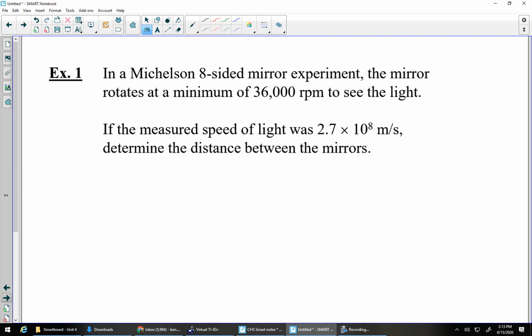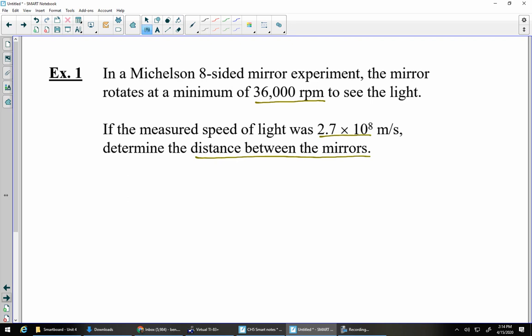So here's our actual example. I got ahead of myself, but here we are. So we got a Michelson 8-sided mirror experiment. The mirror rotates at a minimum frequency of 36,000 RPM. Cool, that's how we see the light. The measured speed of light in this experiment was 2.7 times 10 to the power of 8 meters per second. Determine the distance between the mirrors. So that's from one mirror over to the other mirror, not the total all the way there and back, but just from one mirror to the other mirror.